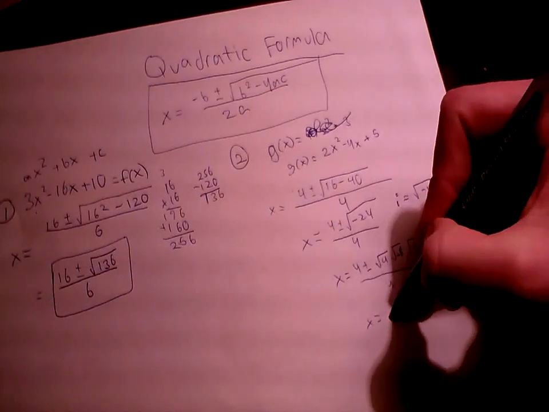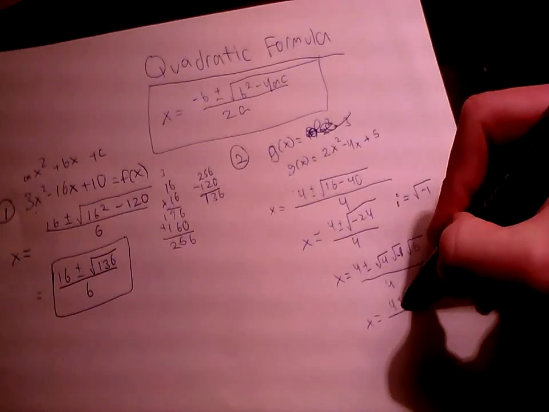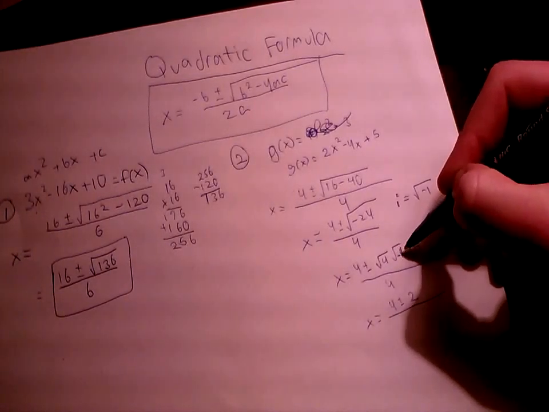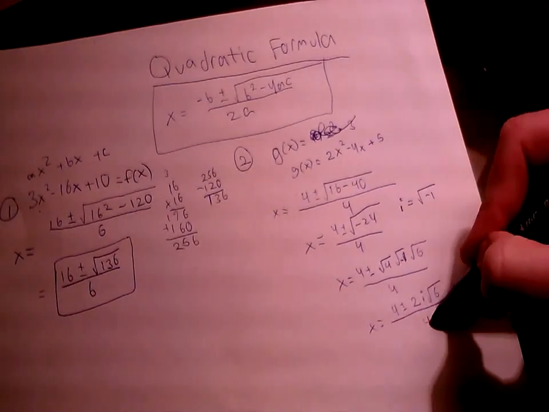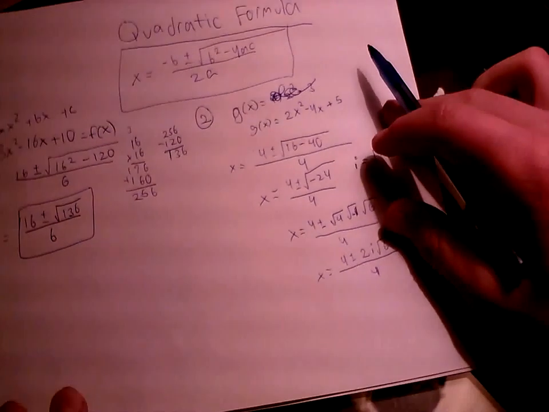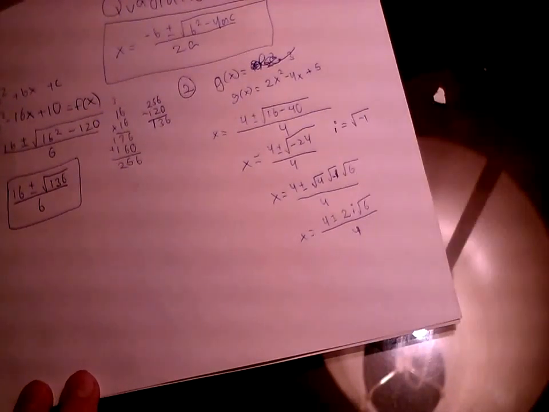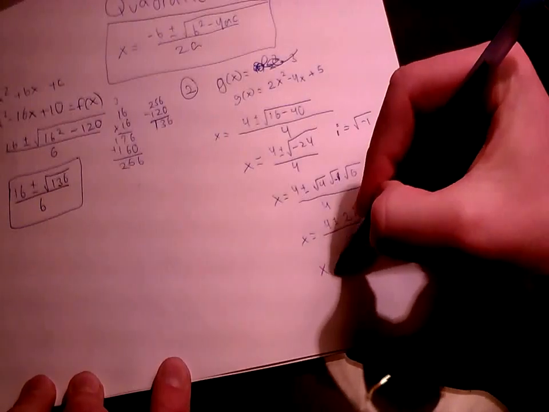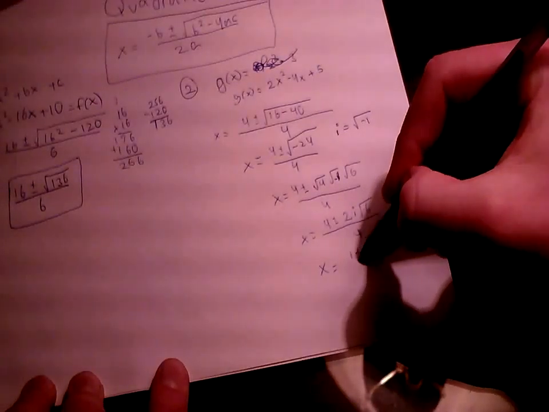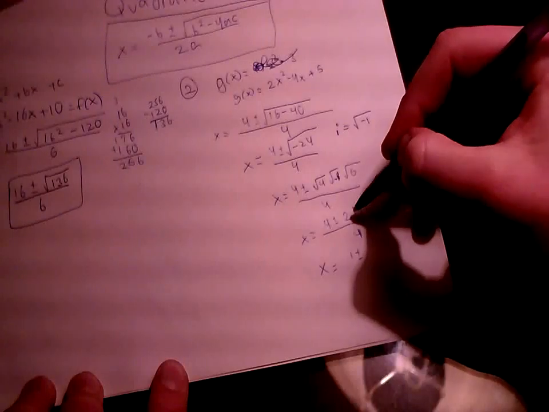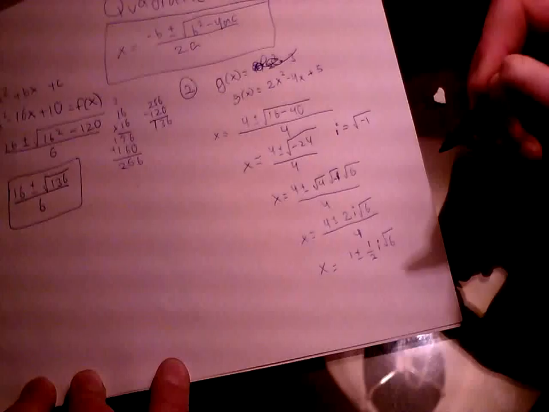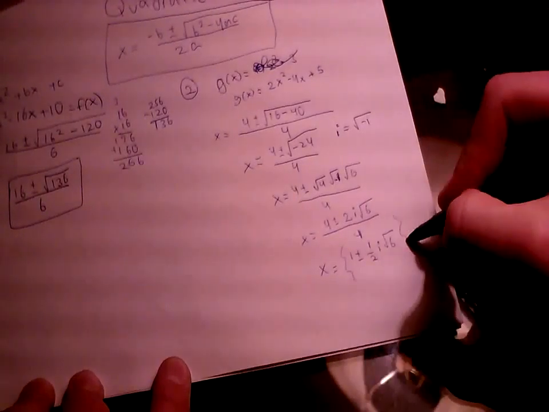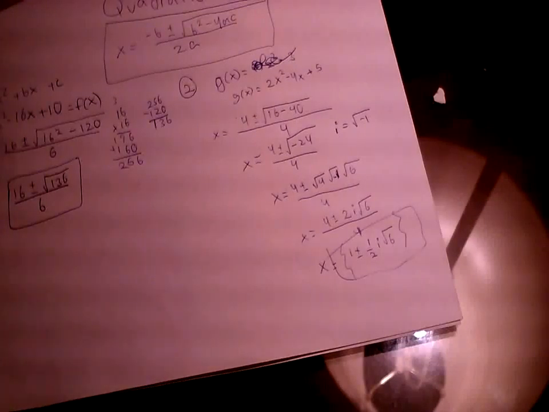x equals 4 plus or minus the square root of 4, which is 2. The square root of negative 1, we let equal i. And then the square root of 6, over 4. Now divide both terms by 4. Let me move this so you can see a little better. Divide both terms by 4. So x equals 1 plus or minus 1/2 i square root of 6. And then we'll just let that be our answer. Alrighty, two problems done. That should cover the majority of it.